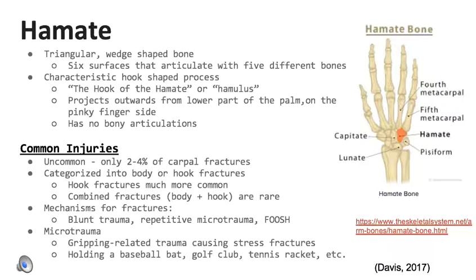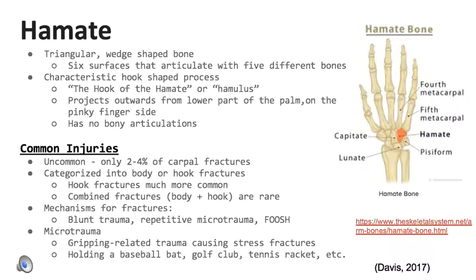Lastly, the hamate bone is a triangular wedge-shaped bone with 6 different surfaces. These surfaces articulate with 5 different bones. A unique feature of the hamate is the characteristic hook-shaped process, which is commonly referred to as the hook of hamate or the hamulus. This projects outwards from the lower part of the palm on the pinky finger side, and it has no bony articulations.